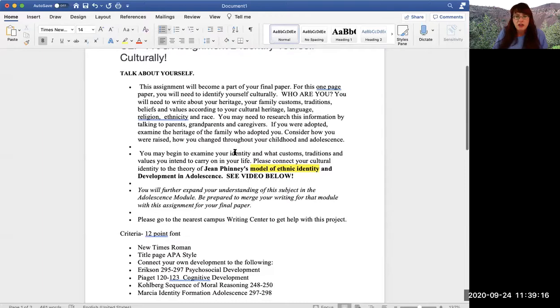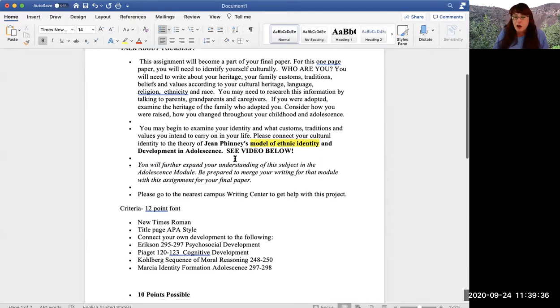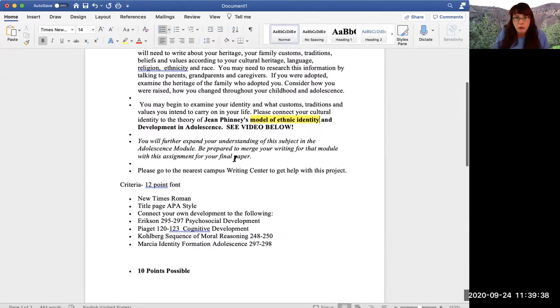What you also need to know is Jean Finney's model of an ethnic identity. Go read the article, watch the videos, because you can start to look at how you may fit into an ethnic model or how you don't fit into an ethnic model. You need to examine that in this writing. That's all I'm looking for, nothing more.